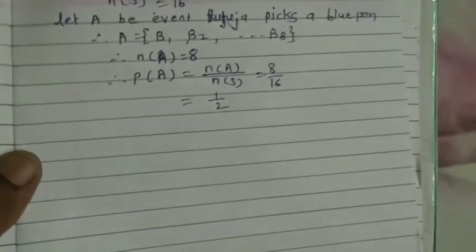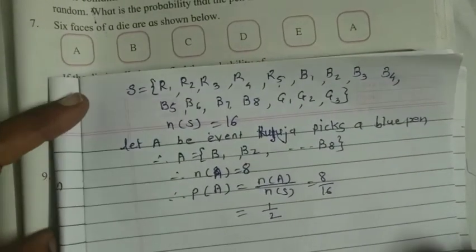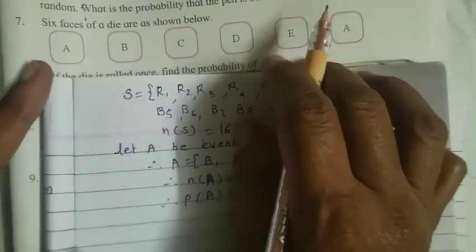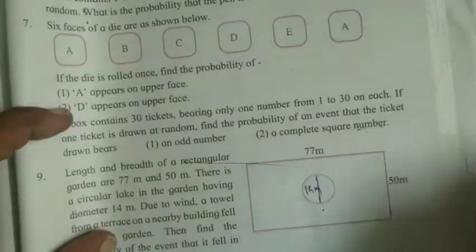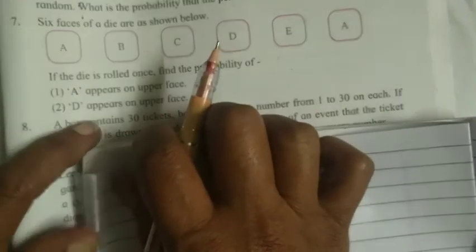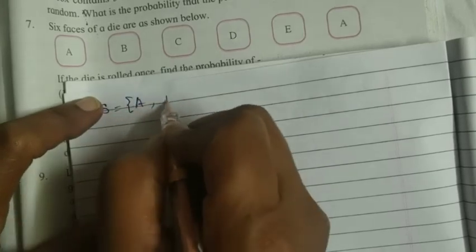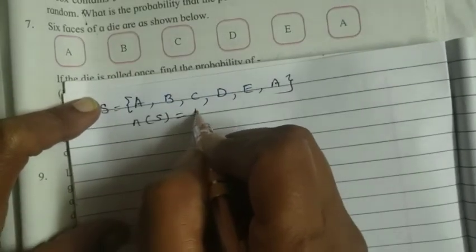Next one, see the next question. Question number 7. 6 faces of a die are shown below. These are the 6 faces, and a die is rolled once. We have to find the probability that A appears on the upper face and that D appears on the upper face. First we write the sample space for this die. The sample space will contain the 6 faces this way: A, B, C, D, E and A. Therefore, number of S is equal to 6.